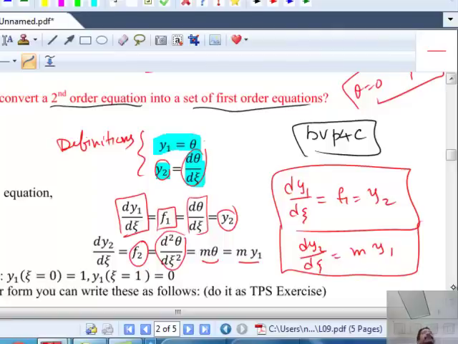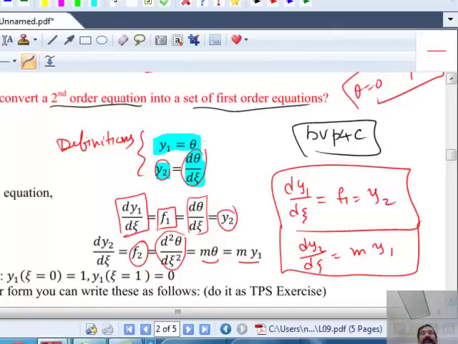Do you understand what happened? It's a recipe, as I said. The recipe defines new variables. And maybe I'll give you one other example with a third order problem, and you should be able to convert that into a set of three first order equations. But let me just pause and ask, is that clear what I did there? Silence means maybe not.